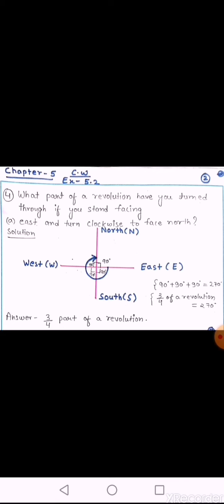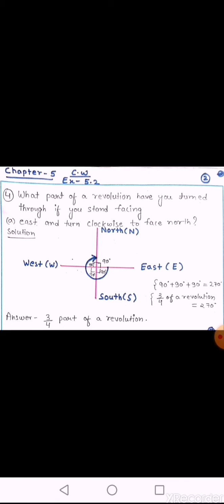Okay, now see the solution. You have to make the direction figure as shown here. Now we have to stand at east and turn clockwise to face north. So we start from east, move in the clockwise direction and go to north. How many 90 degrees come here? Are you seeing this blue color curve, the blue circle? In this there is 90 plus 90 plus 90, which is equal to 270 degrees. So 3/4 of a revolution is equal to 270 degrees.